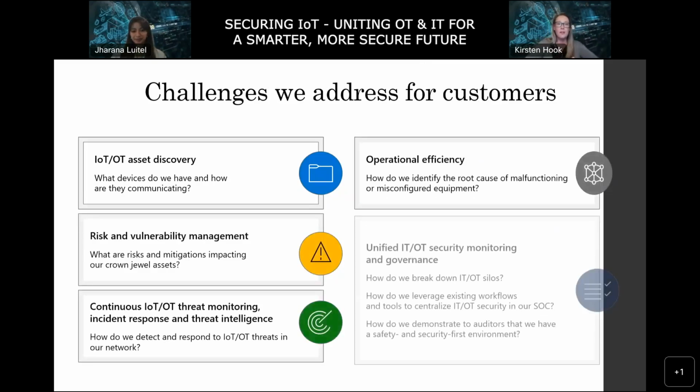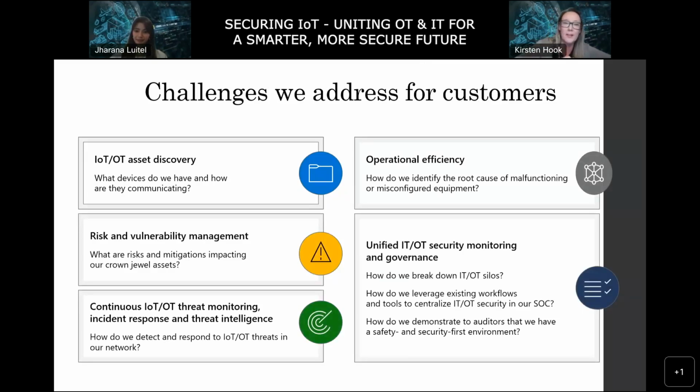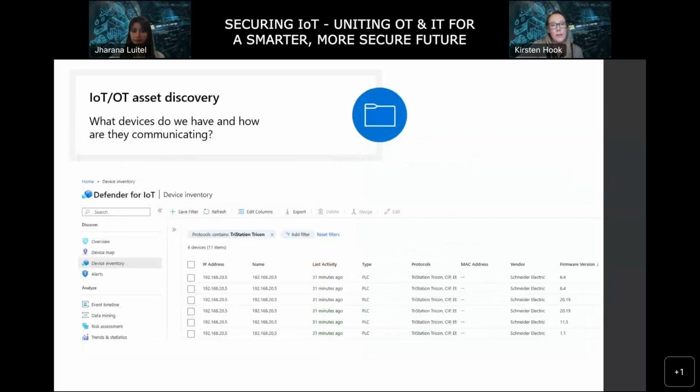Thanks so much, Jharana. So we're going to look at IoT and OT asset discovery. We're going to look at risk and vulnerability management. We're going to look at continuous IoT threat monitoring for incident response and threat intelligence, as well as operational efficiency. These are just going to be quick screen grabs that I'll walk you through. And then finally, unified IT and OT security monitoring and governance. And you can just split the slide there, Jharana.